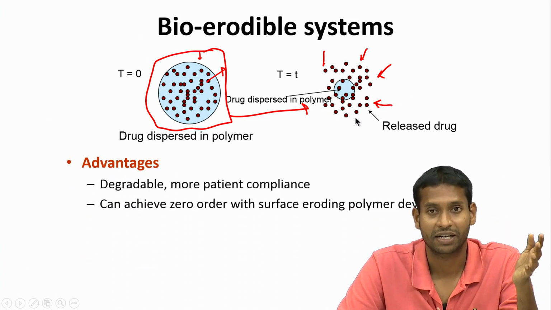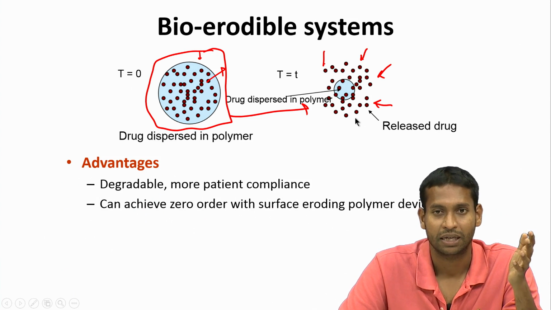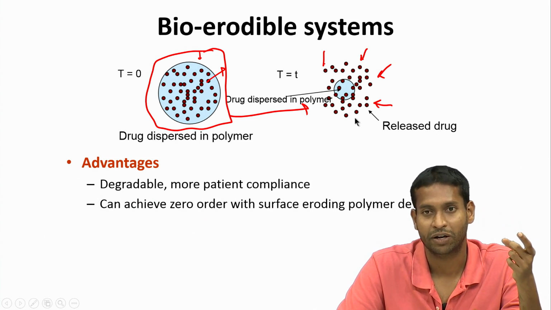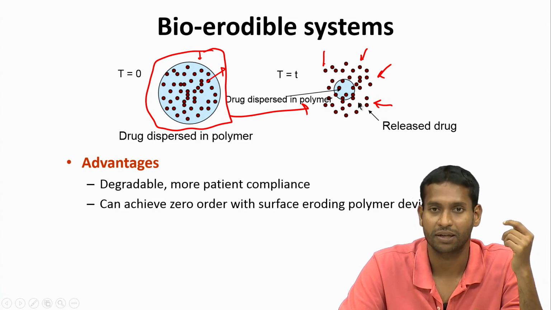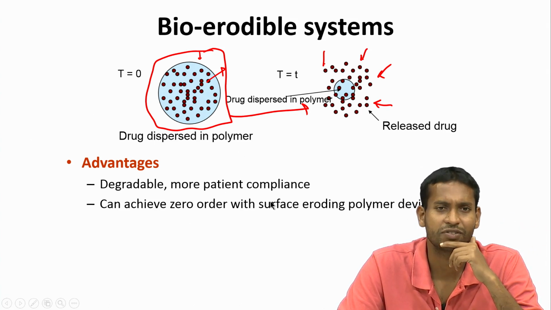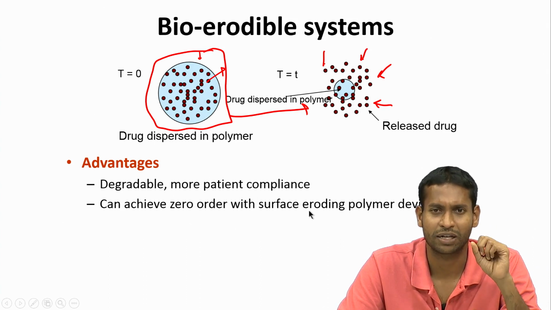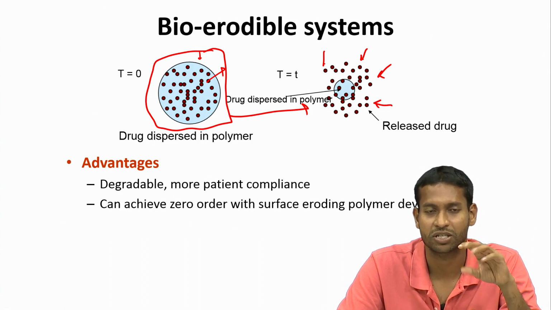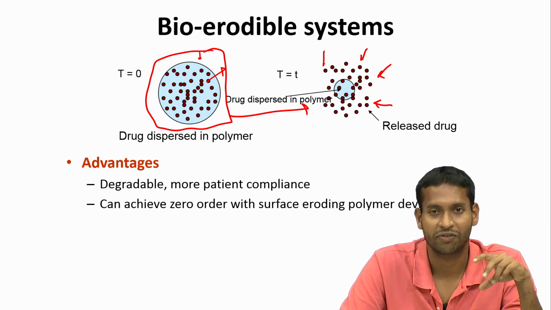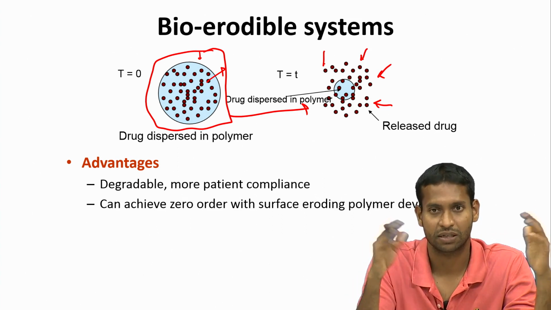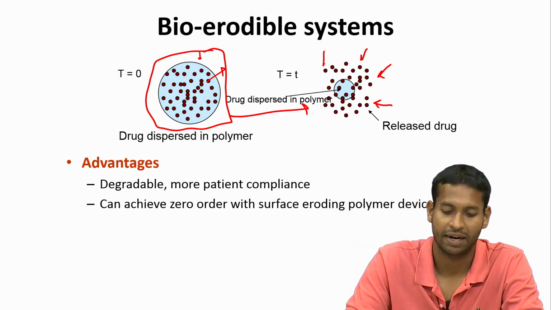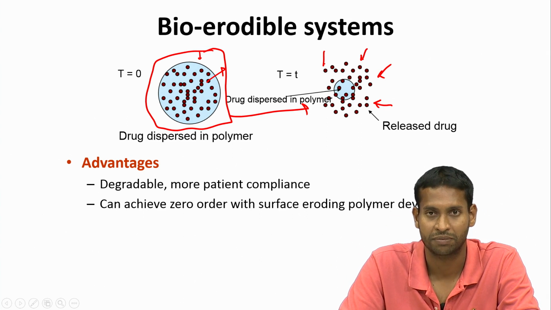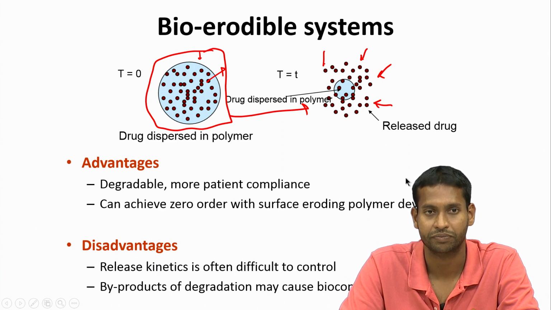Some of the advantages are that it is degradable, so it is very patient compliant. This time you only have to do one surgery because you do not even have to take it out. After a certain period of time this is going to disappear. You can achieve zero order kinetics, with an asterisk, not as well as you can with the reservoir system, but if you have a large enough device that is slowly degrading, then for quite a period of time you can get zero order kinetics with surface eroding polymers. But again this comes with some asterisks.